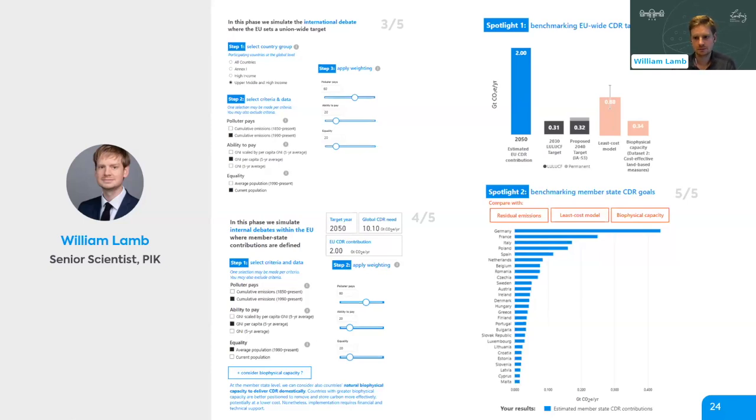So not just direct air capture, but also things like biochar or ocean alkalinization and other types of CDR methods that are currently discussed.